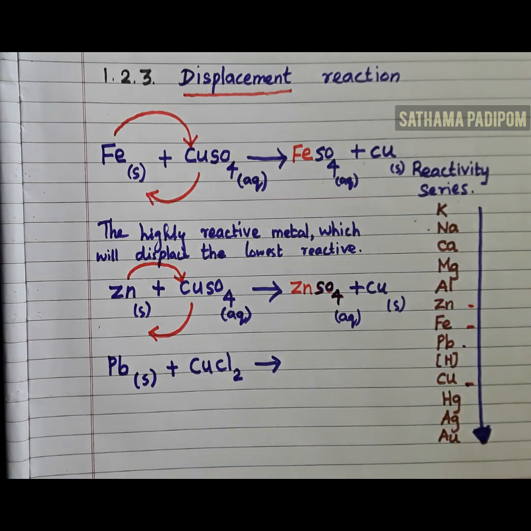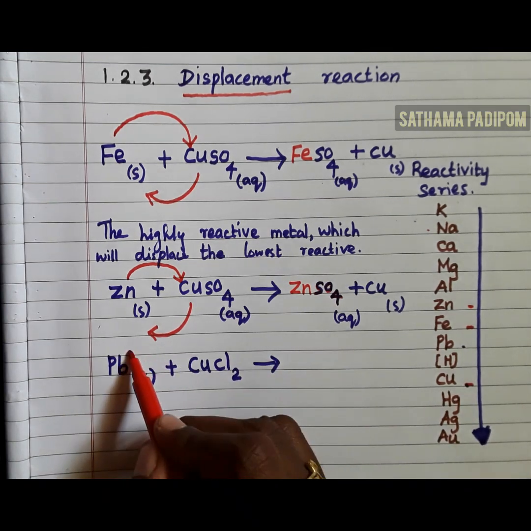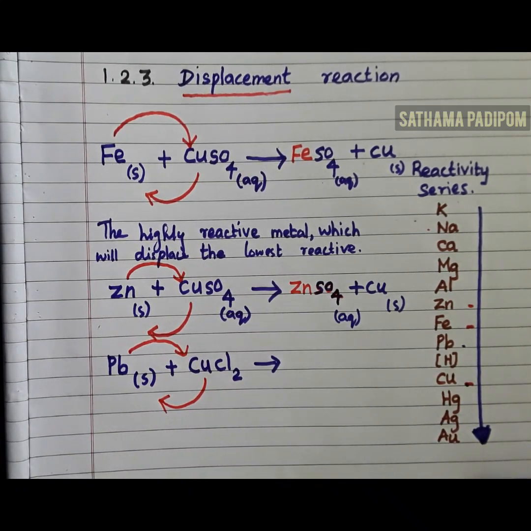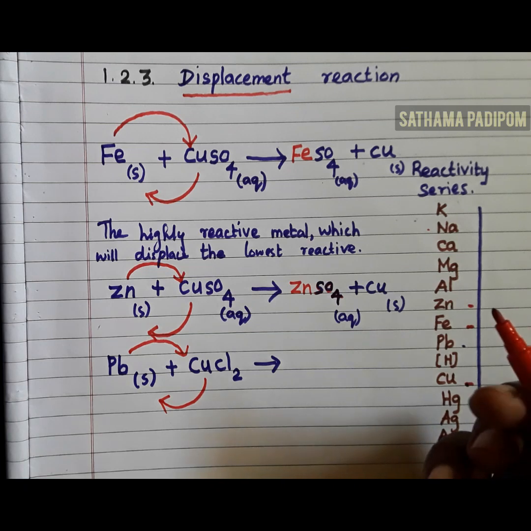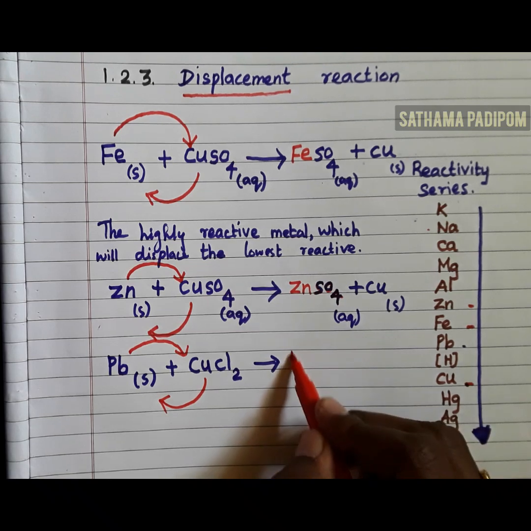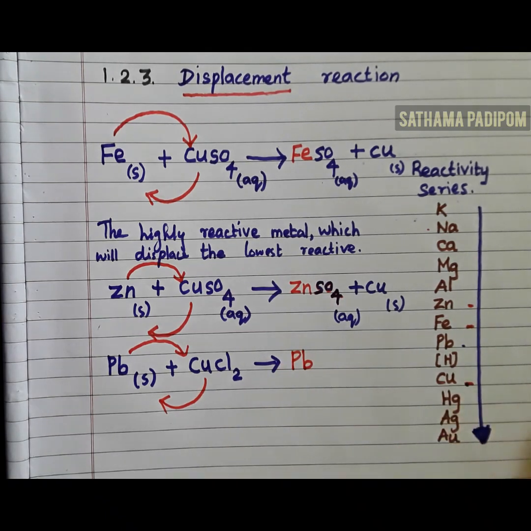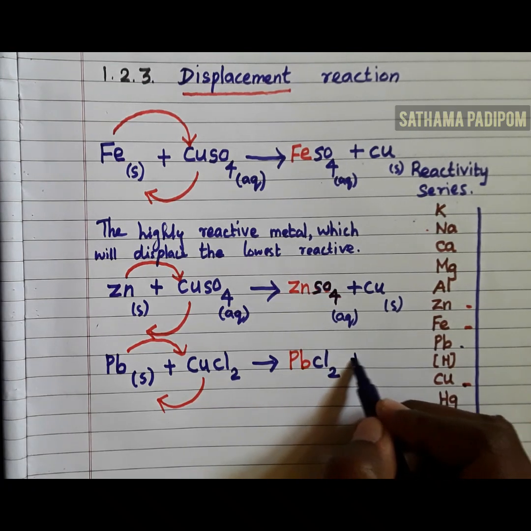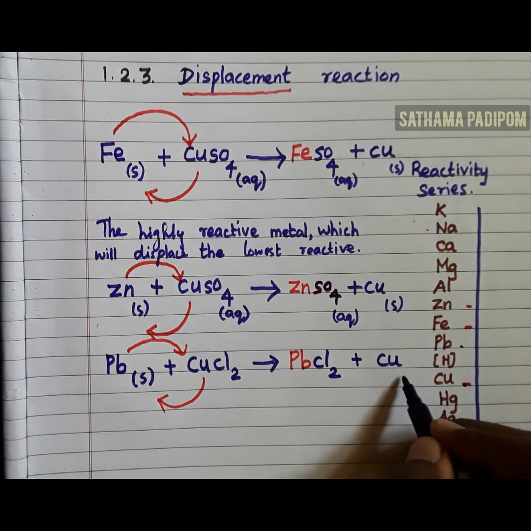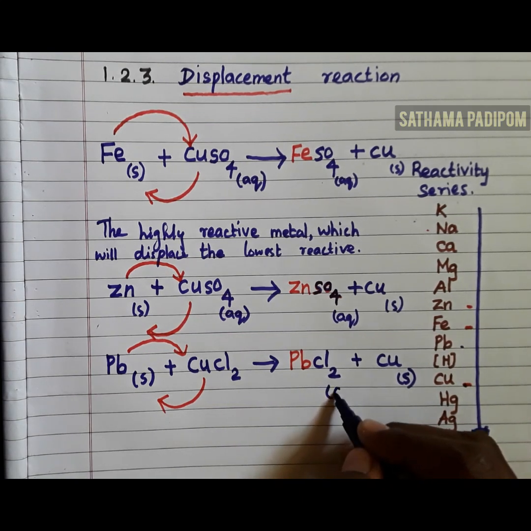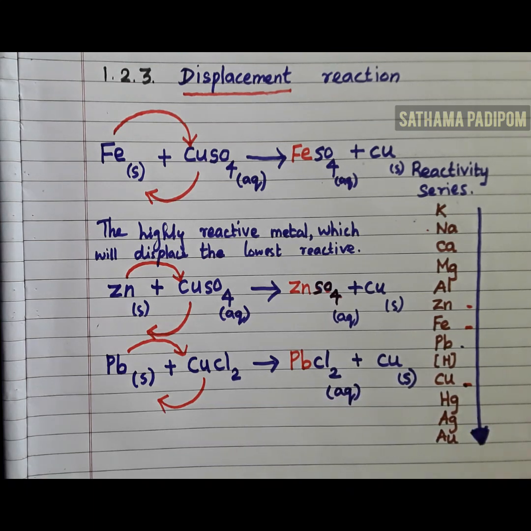Okay, so now how will it take place? Look at this. Will be displaced. So what is the product now? Lead will come here, lead chloride. Okay, Pb, lead chloride, and copper will be displaced. Copper here. Okay, copper in the solid state and the lead chloride in the aqueous state. Okay, this is called displacement reaction.